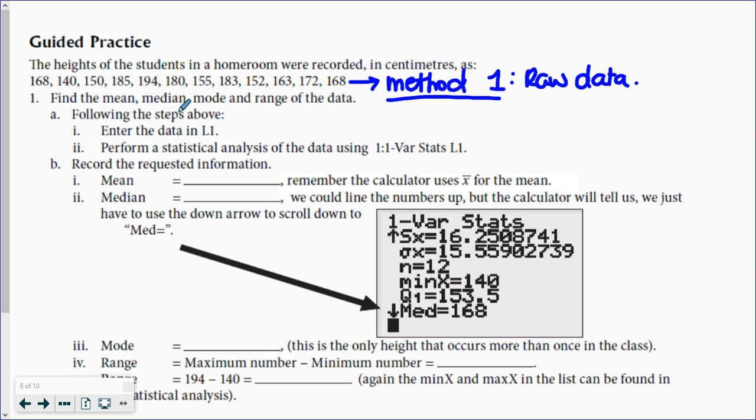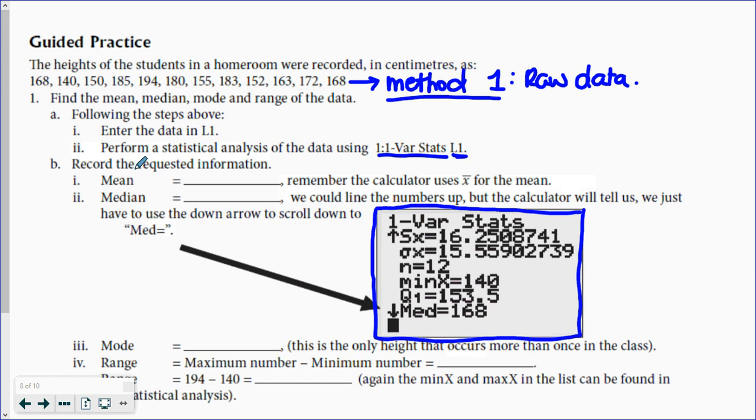So once you've put it all into L1, you press Stat, scroll over to Calculate, your 1-Var Stats. And again, you're going to pull your 1-Var Stats from list 1. So you should get, hopefully you've paused the video and done it because practicing this is super important and you know this is right. So if you don't get the same thing, you have made a boo-boo. So single var stats, the requested information.